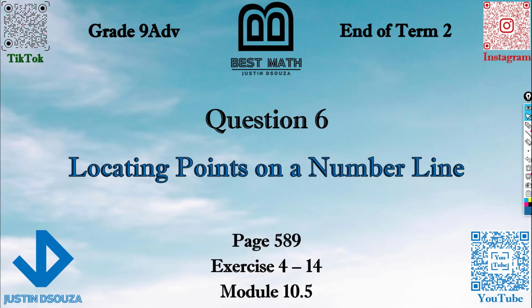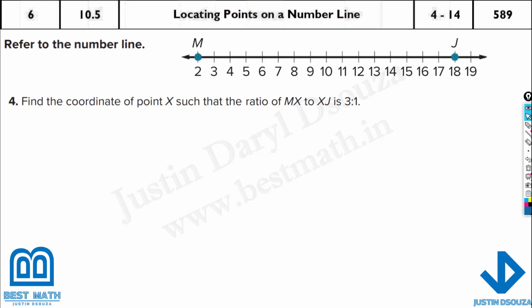In this question, we will learn how to locate the points on a number line. It's from module 10.5. Here you have been given a number line. It's from M to J. The question is to find coordinate point X such that the ratio of M to X and X to J is 3:1. Now what they're asking is, there's a point somewhere over here, but the distance from M to J will be 3 times more than that point to J.